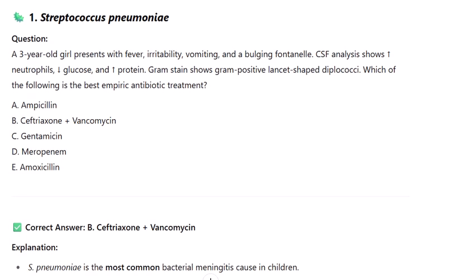Streptococcus pneumoniae. Question. A 3-year-old girl presents with fever, irritability, vomiting, and a bulging fontanelle. CSF analysis shows neutrophils, decreased glucose, and elevated protein. Gram stain shows gram-positive lancet-shaped diplococci. Which of the following is the best empiric antibiotic treatment? A. Ampicillin. B. Ceftriaxone plus vancomycin. C. Gentamicin. D. Meropenem. E. Amoxicillin. Correct answer B. Ceftriaxone plus vancomycin.